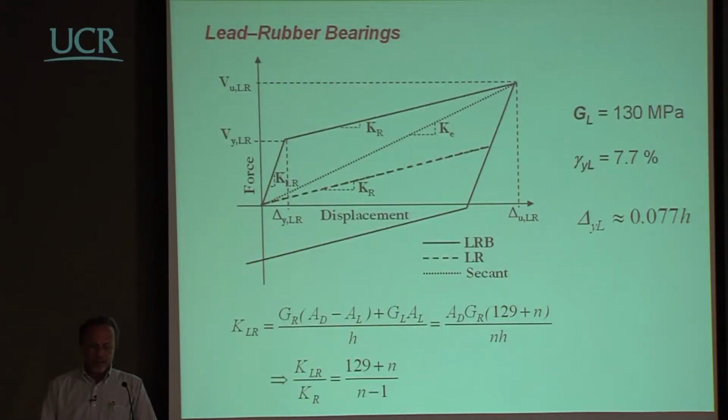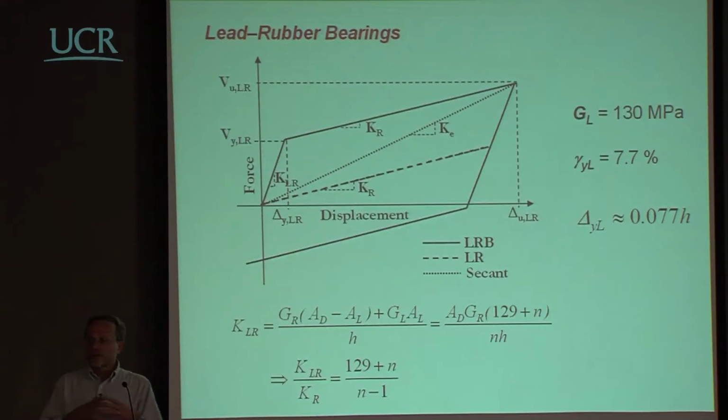The response of a lead rubber bearing is different. Lead rubber bearing means that you put kind of a central part in your rubber bearing which is made of lead. Lead is a very pleasant material because it has essentially an elastic, perfectly plastic response.